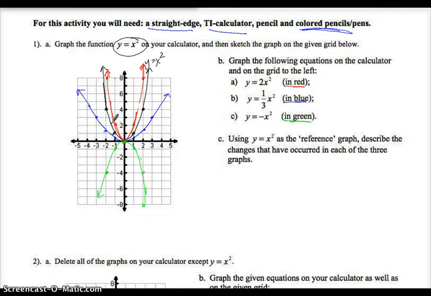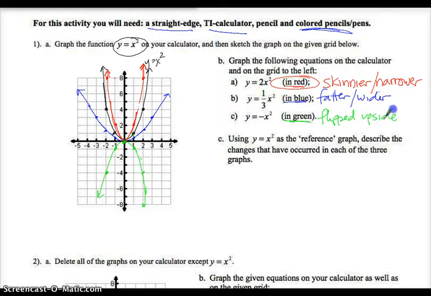So what happens? Well, when we did our red graph, if you look at it over here, it looks like it got skinnier, right, or narrower. That's what it looks like. For my blue, then it looks like it got fatter or wider. And if you look at your green, it flipped it upside down, or you could say it flipped it over the x-axis.